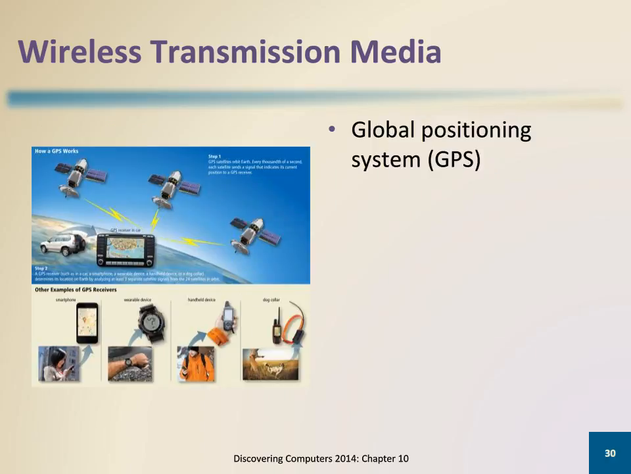Global Positioning System is a navigation system that consists of one or more Earth-based receivers that accept and analyze signals sent by satellites in order to determine the receiver's geographical location. Many mobile devices such as smartphones have GPS capability built into the device or as an add-on feature.